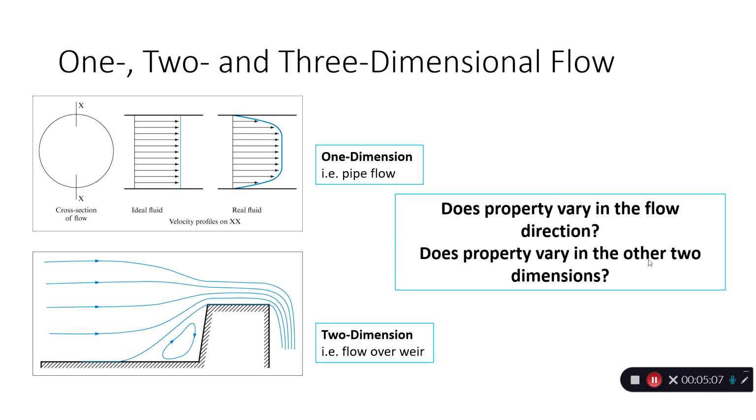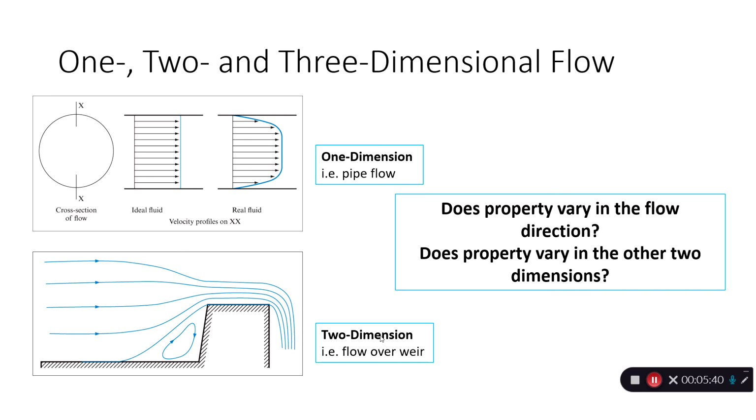Okay, another classification is 1, 2, and 3D flow. So one dimension flow, an example of that will be the pipe flow. This is the same example that we saw in the previous slide. So why is this called one dimension flow? Because the properties are only changing in one direction. Properties here specifically is the velocity. Okay, the velocity is only changing in the horizontal direction. You don't have flow going upwards. So that's a 1D flow.